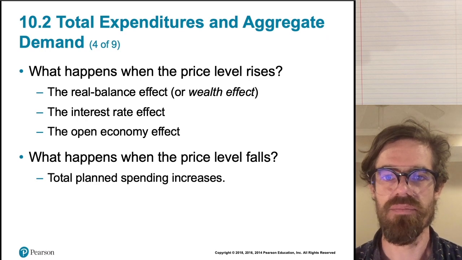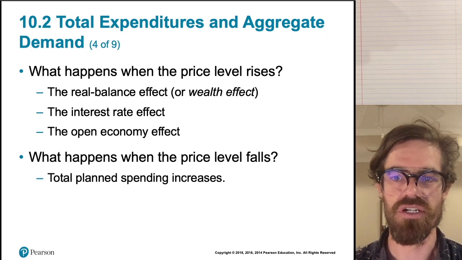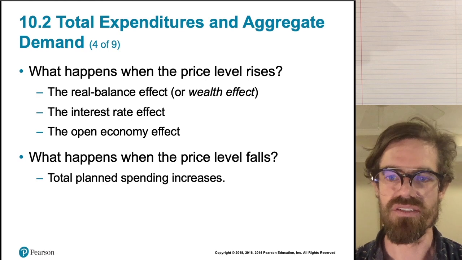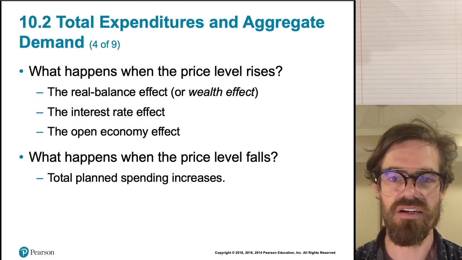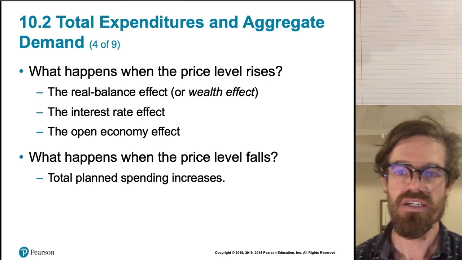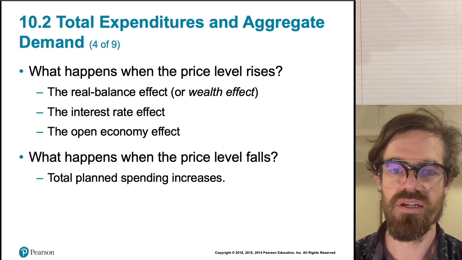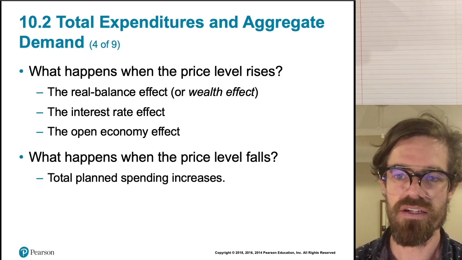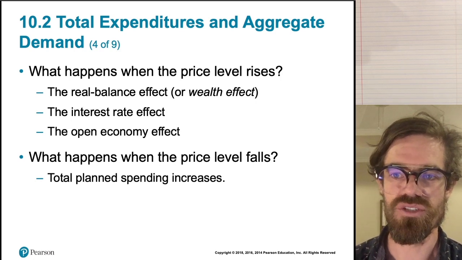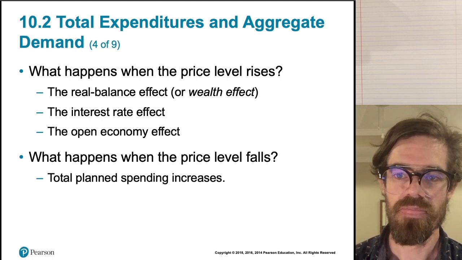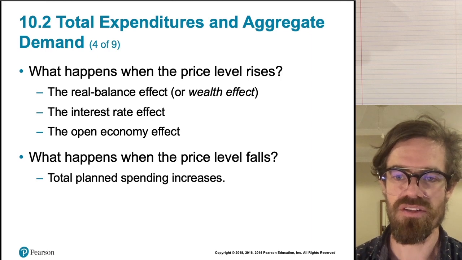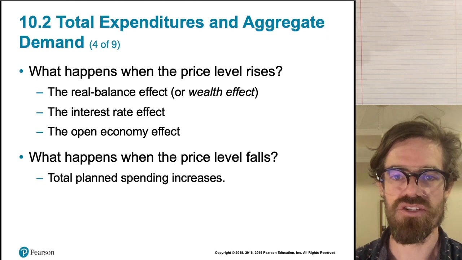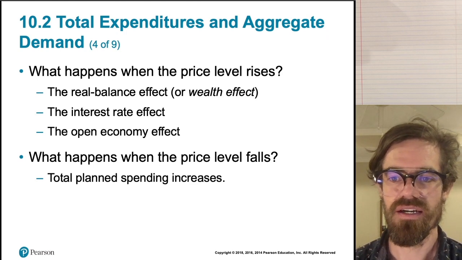Okay, so what happens to planned expenditure when the price level rises? Well, there's a few different things that cause planned expenditure to change. So one cause of the change is called the real balance effect, or sometimes called the wealth effect. Another one is called the interest rate effect. Another one's called the open economy effect. Okay, so we're going to look at these in detail, but these are the things that can affect planned expenditure as the price level changes.